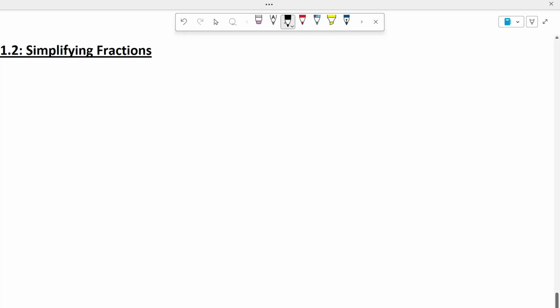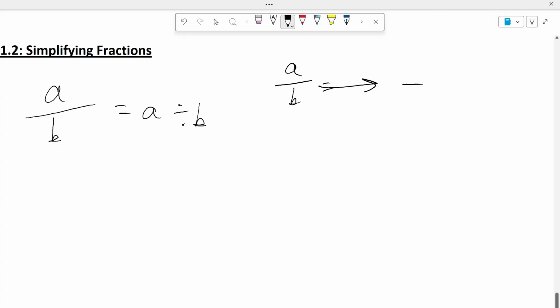This is 1.2 of GCSE Maths, simplifying fractions. So we looked at the definition for a fraction last time. We established that a fraction can be written as some number a over some number b, and it's the same thing as writing a divided by b. So some fraction a over b has this relation to the division sign. It's a divided by b.